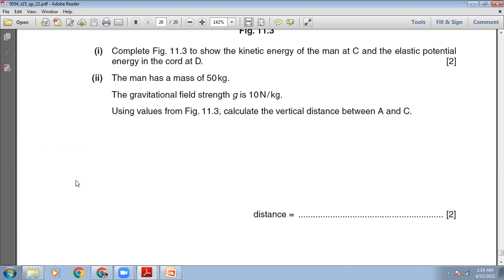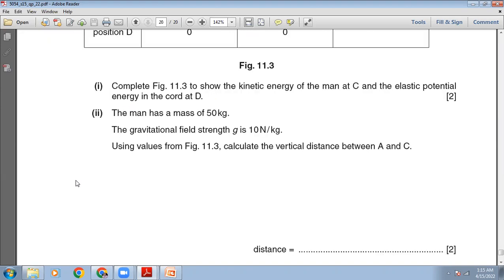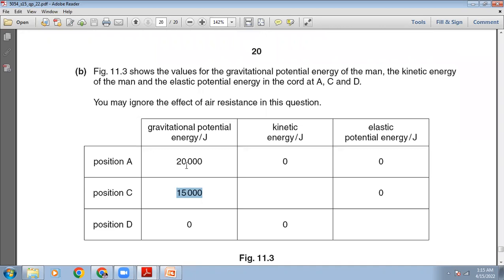Then he says the man has a mass of 50 kilogram. The gravitational field strength g is 10 newton per kg. Using the values from the Figure 11.3, calculate the vertical distance between A and C. So at A, the gravitational potential energy is 20,000, and at C, the gravitational potential energy is 15,000. It means that the 5,000 joules of energy has converted into something else.